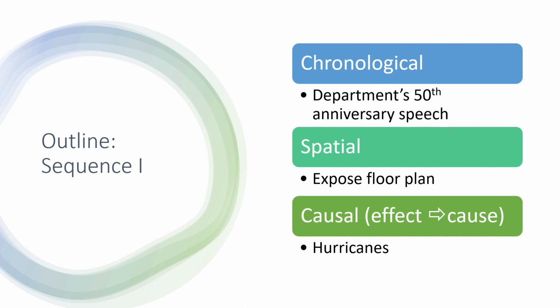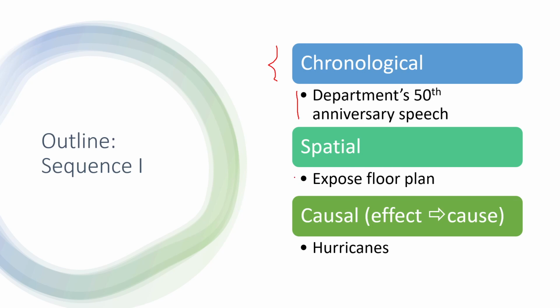So the first type of sequence is the chronological sequence. That means according to the time. For example, if you talk about the 50th anniversary of a department, then you can choose the chronological structure. In 1969, we started. In 2003, we moved to a new building, and so on, right?